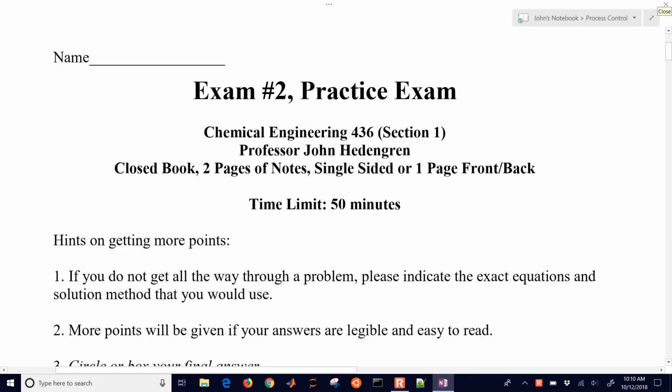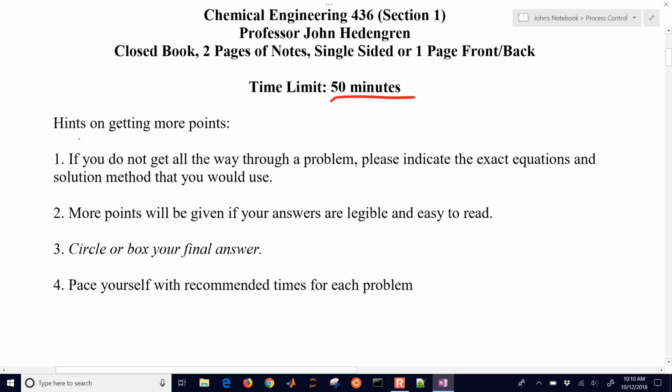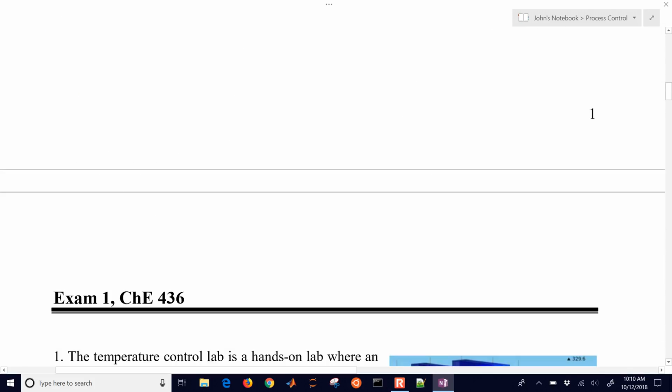This is intended to be a 50-minute exam, and here are some hints on getting more points: explain your solution method if you can't get all the way through it, make your work legible and easy to read, circle or box your final answer, and pace yourself. Let's jump right into the first problem.